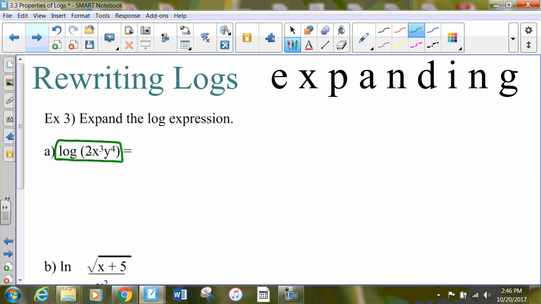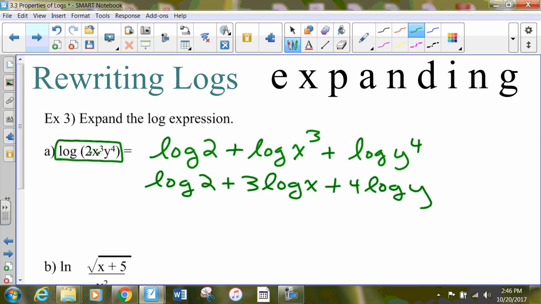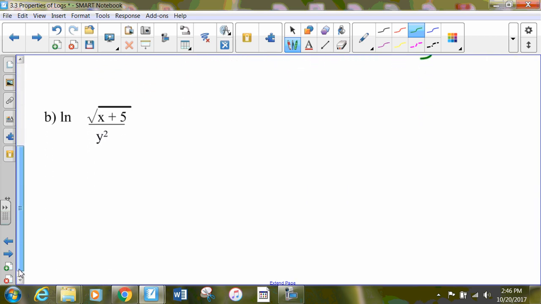I see a lot of little multiplications, right? So we're going to break that up, and we know that's the same thing as log 2 plus log x cubed plus log y to the 4th. And then the second rule that we can use is the one where the power gets to come down. We don't do anything with log 2, but we can bring the power down and the power down. We could probably take it one more step if we wanted to and pick up our calculator and find what log 2 is. But we're not going to do that because we're just really practicing the properties and how that helps us to expand.